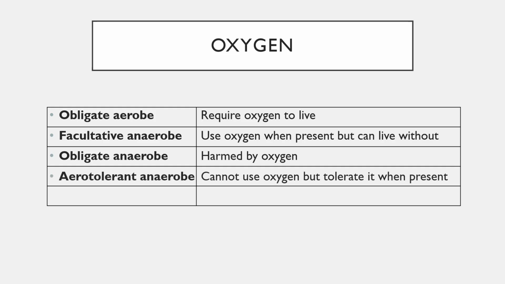Aerotolerant anaerobes are microbes that cannot use oxygen, but they tolerate it when it's present. And then lastly, microaerophiles require a small amount of oxygen that is lower than what is present in the atmosphere at large. Usually they require somewhere between 1% and 10%, whereas the atmosphere has a 21% concentration of oxygen. So these are the 5 categories of different oxygen requirements.